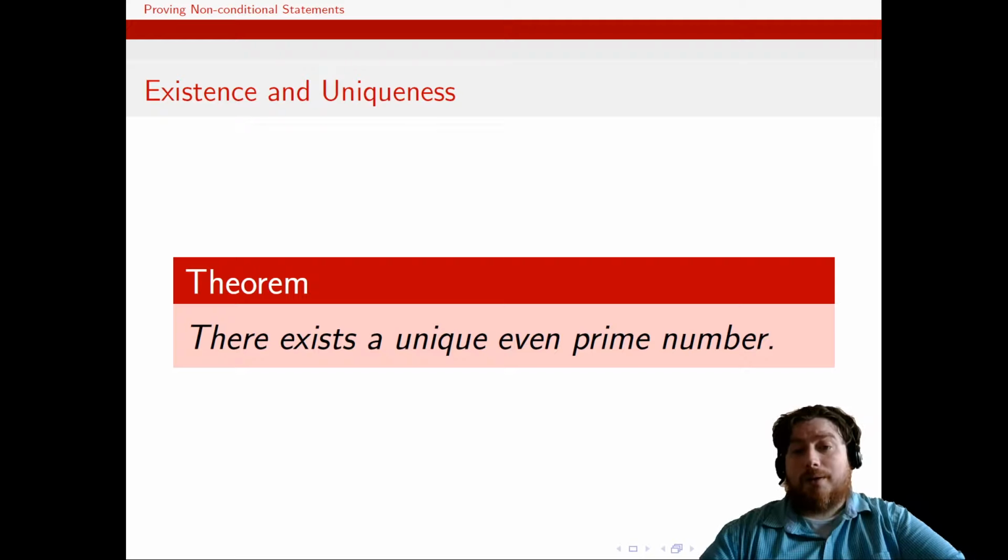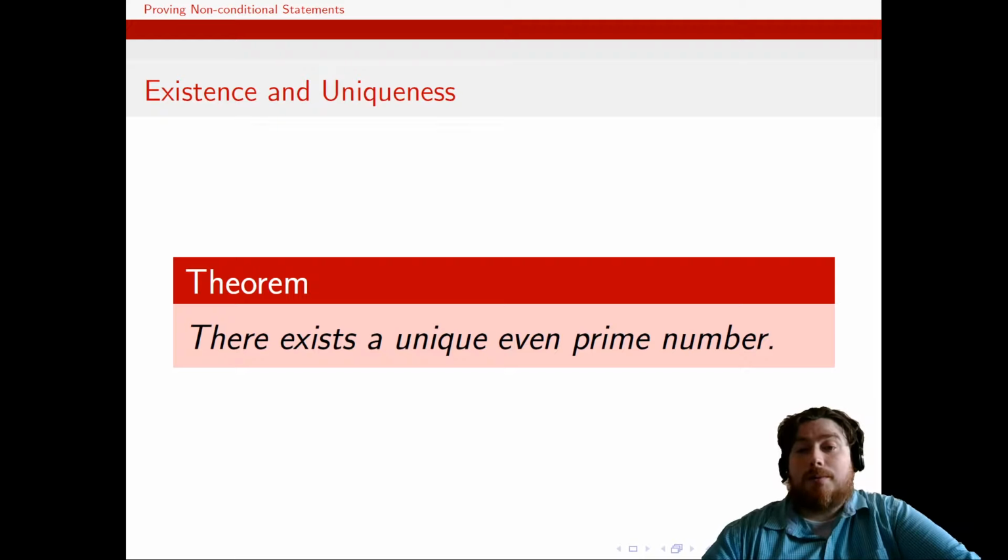So what we're pointing out here is that we're not saying if this, then that. We're just making a claim: there exists a unique even prime number. So what we're going to have here is what's called both an existence proof and a uniqueness proof. So we have to show that there exists an even prime number, and we have to show it's unique. So for existence, the idea is just you have to find one.